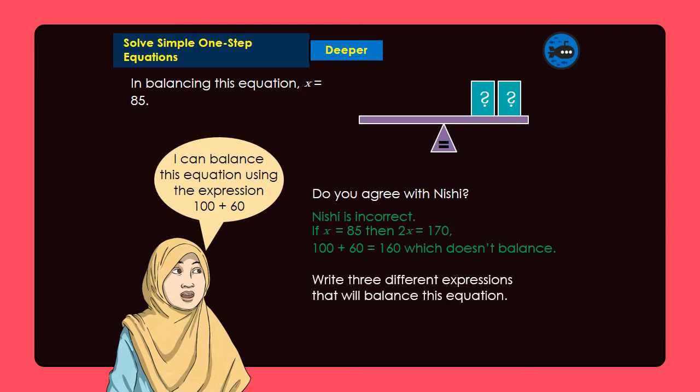Now I want you to have a go at writing 3 different expressions that will balance this equation. Pause the video whilst you do that. Excellent. So you could have had 200 minus 30, 190 minus 20, 17 times 10. You could have had 34 times 5. There are a number of different alternatives that you could have. So well done if you managed to get anything that totals 170.